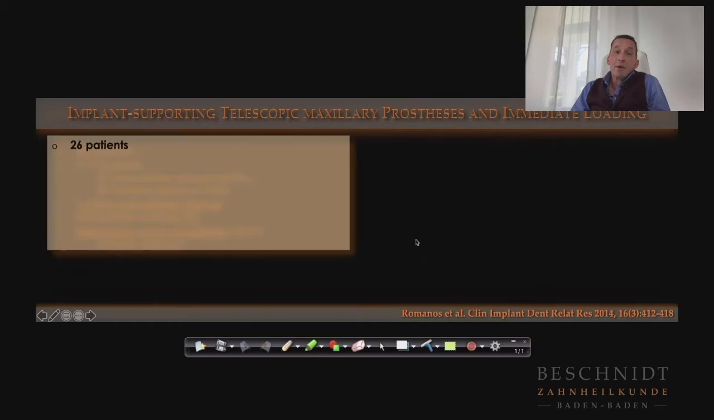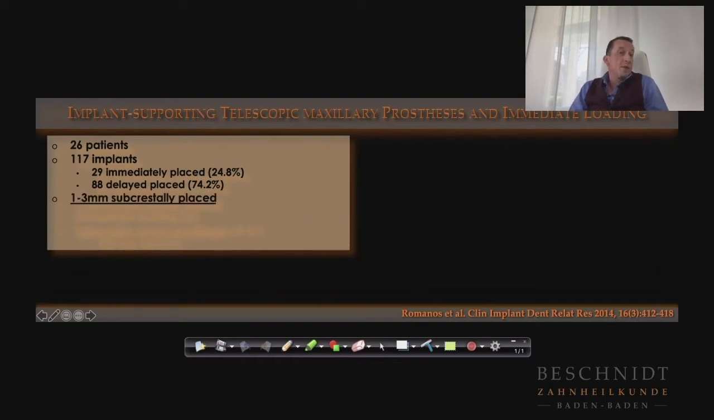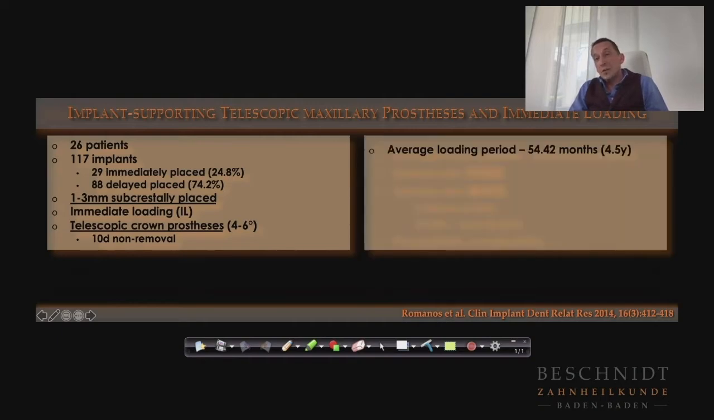Looking at removable immediately loaded implants, there we have less data. The only data with immediate loading and implants and removable prosthesis was done by Romanos and co-workers in 2014 with 26 patients and 117 implants. 29 were immediately placed and 88 delayed placed, but all of them were immediately loaded with telescopic crown prosthesis, and those prostheses were not removed for 10 days. The average loading period was almost 5 years, and the survival rate was 94%.